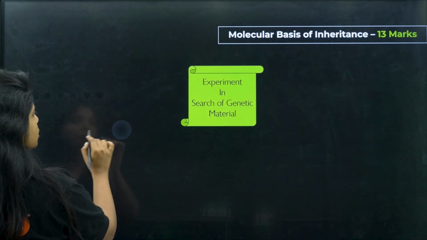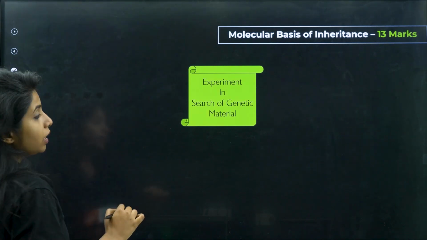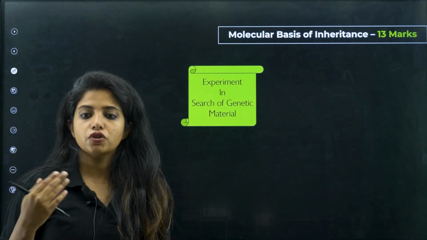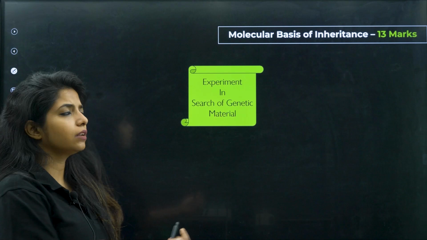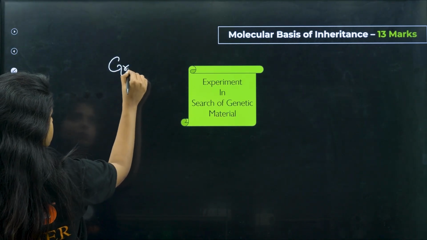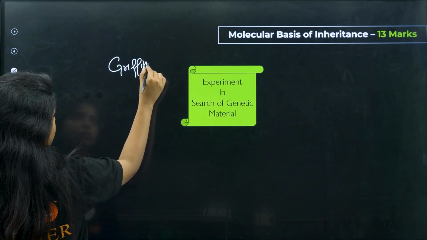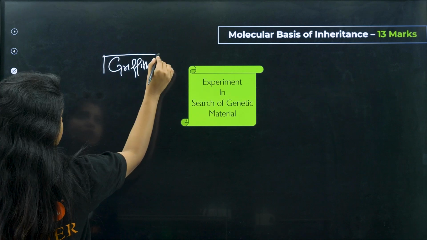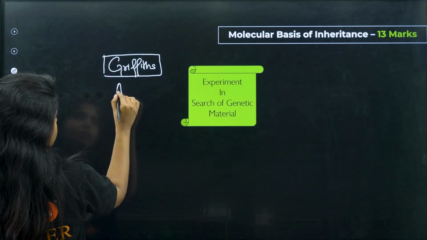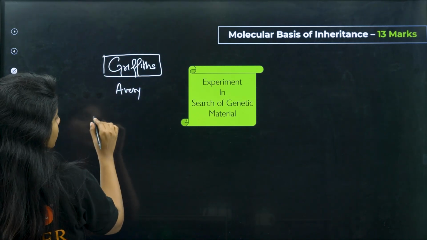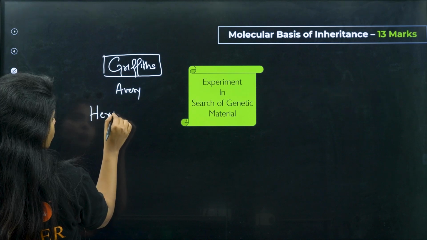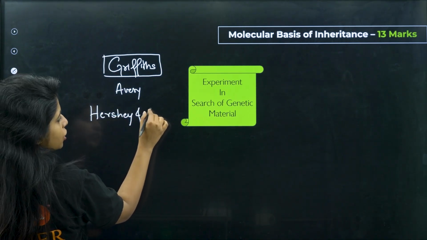So experiment in search of genetic material. So there were 3 experiments being done in search of genetic material. They were trying to find what is a genetic material. One was Griffith's experiment. So you should be knowing about Griffith's experiment. Okay. Then the other one is Avery and MacLeod experiment. And then you have the renowned, very famous Hershey and Chase.